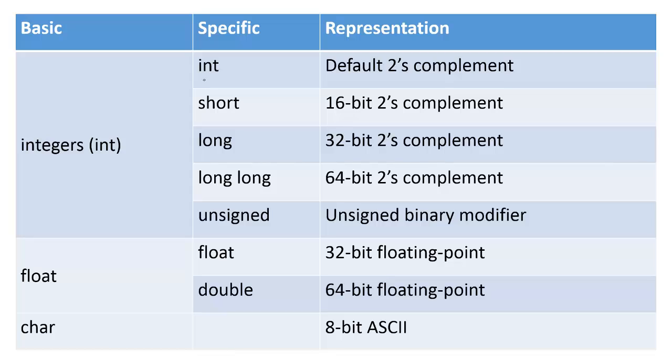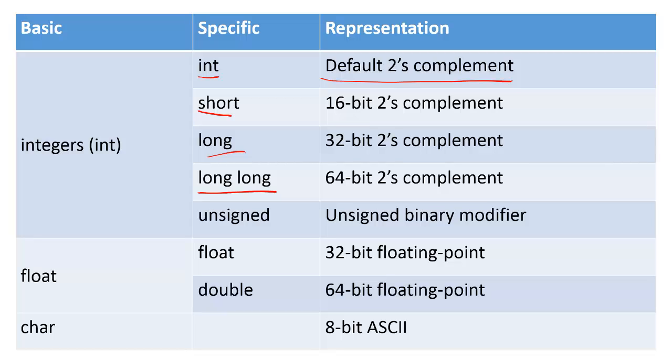So, for example, if we say something is type int, it's going to be that processor's default 2's complement representation. That will vary based on the type of processor you're using. So sometimes it'll be 16-bit, sometimes it'll be 32. It doesn't matter. If you want a little bit more precision, you can say I want short, which is typically 16-bit, long, which is typically 32-bit 2's complement, or long long, which is 64-bit 2's complement.